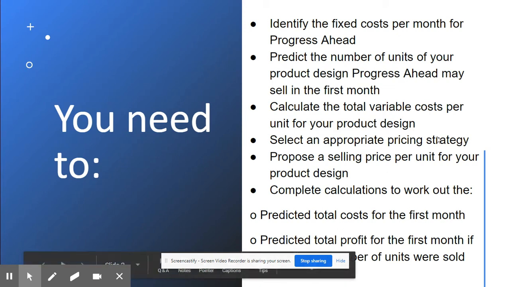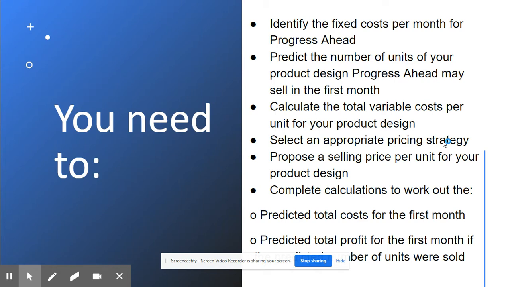This is all the stuff that I put in your coursework, so you know what this should be. So identify the fixed cost per month. Then you've got to predict the number of units that you're going to sell, based on, as we talked about, how many Progress Ahead shops you think there are in the UK. Then you have to calculate the variable cost per unit using the table from the booklet that I showed you. Select an appropriate pricing strategy.